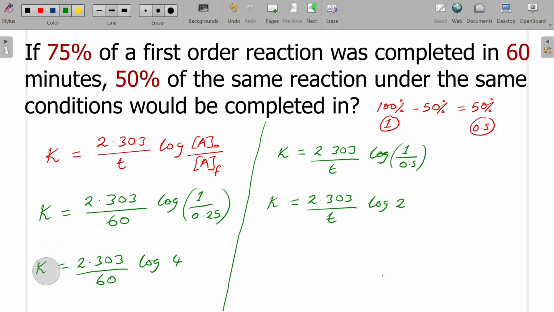So this K here for 75% will be equal to K for 50%. For the sake of showing, let's show that this is K at 75%, like that, and this is K at 50%, like that. So we're equating these two. Let's do that on the next page.